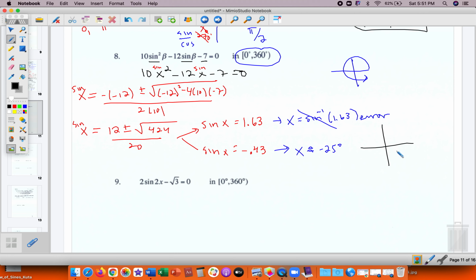So we know that negative 25 degrees is right about there. So if this is a 25-degree sliver, then this is a 65. So then this would be a 65. This would be 25. This would be 65. And this would be 25. So if this is the spot where inverse sine of negative 0.43 is about negative 25 degrees. So let's see.